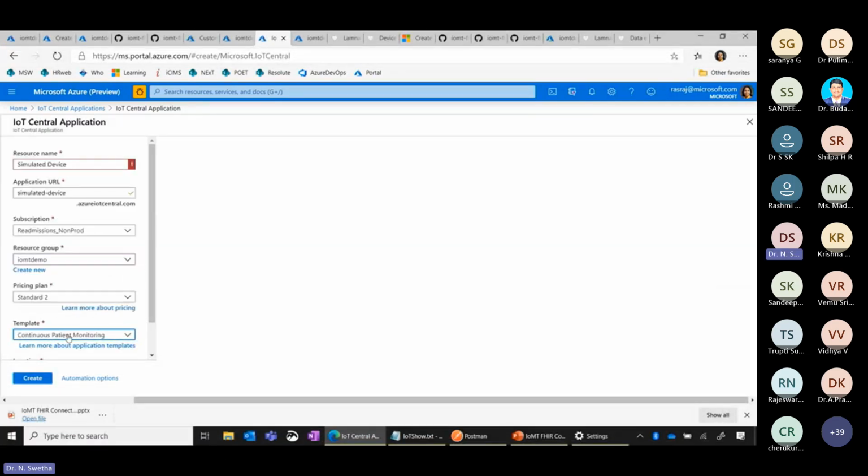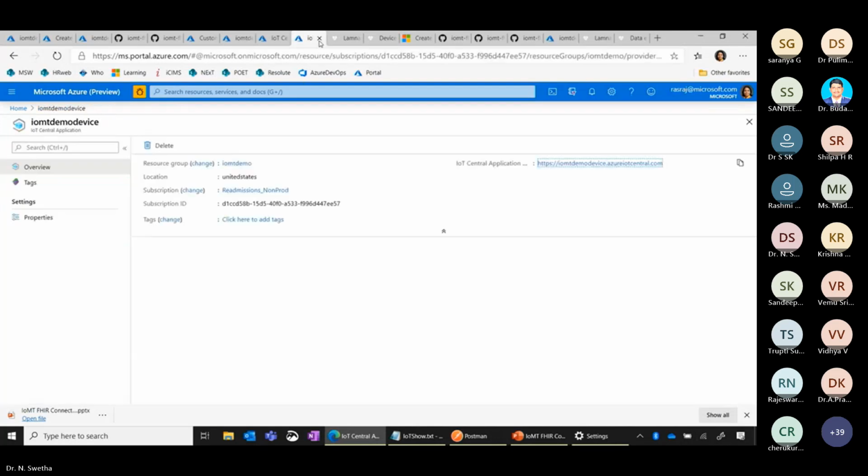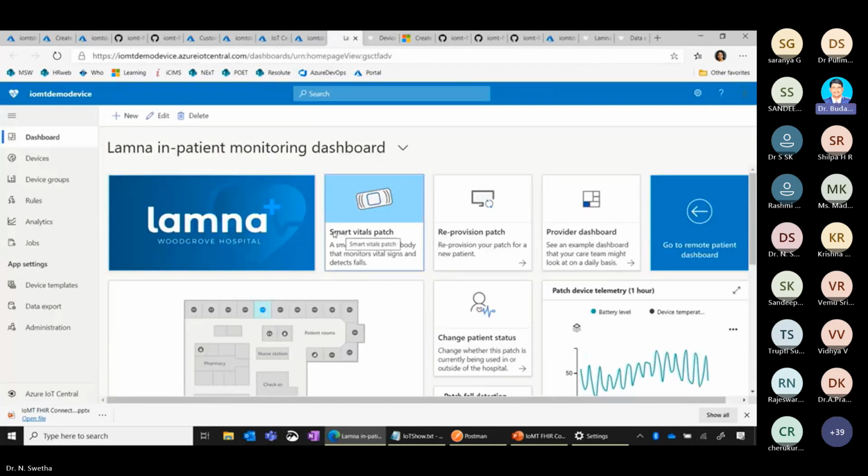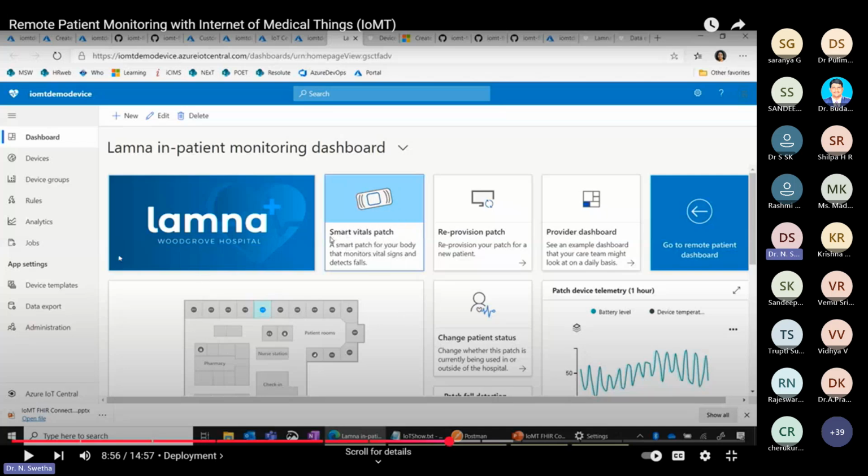Continuous patient monitoring. See how it was very powerful. They already have that template, which is actually showing us a dashboard. And see where that particular dashboard has vitals. You can use vitals or you can change the patient. So many pages were actually being created in this dashboard.